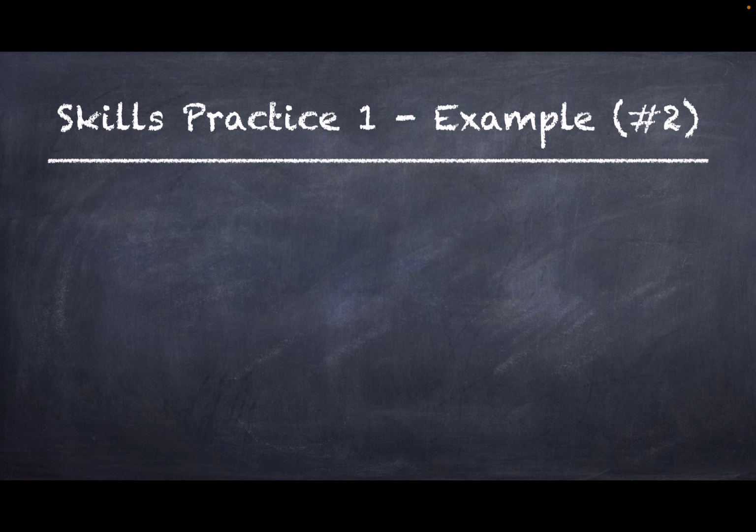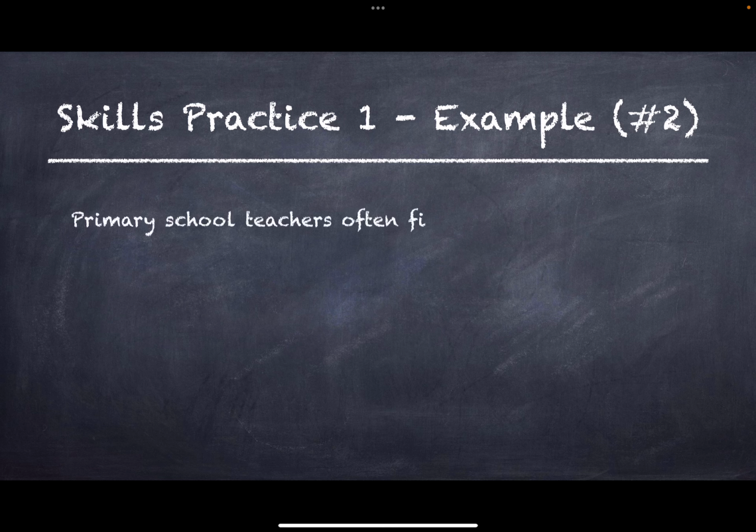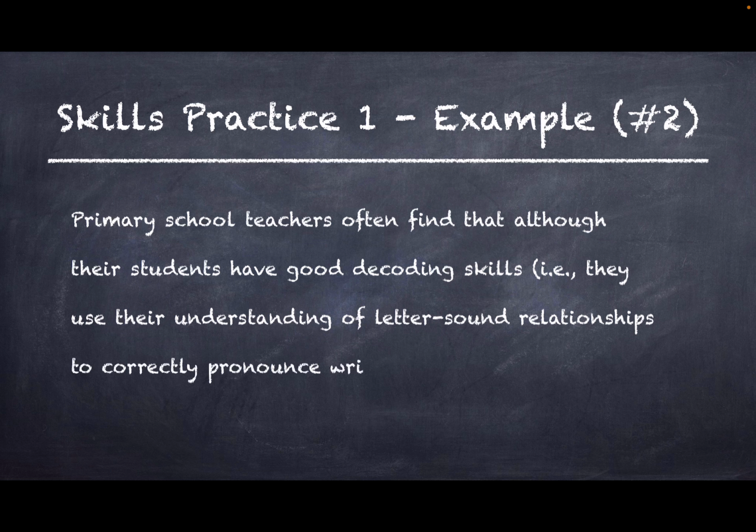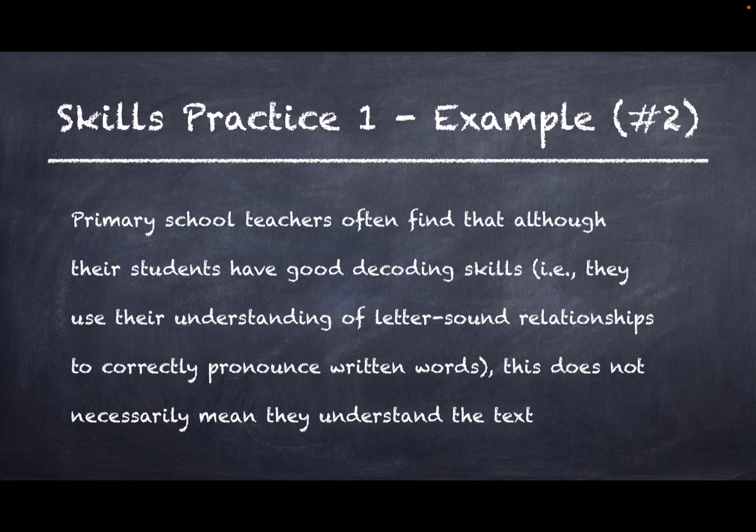Okay, let's do some practice. There is an example already done for you in Skill Practice 1 on page 148, so let's look at number 2 together. Primary school teachers often find that although their students have good decoding skills, i.e. they use their understanding of letter-sound relationships to correctly pronounce written words, this does not necessarily mean they understand the text.